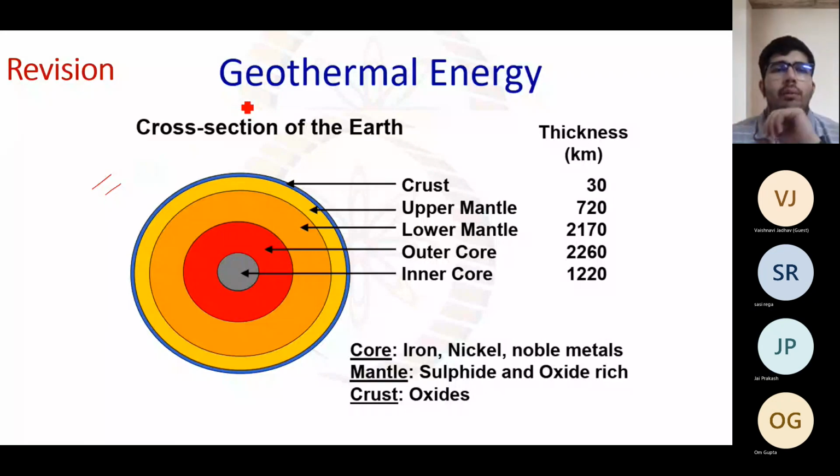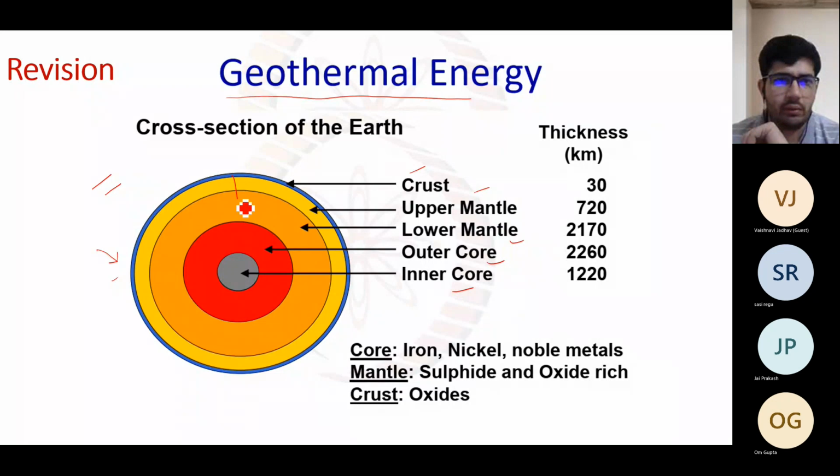Now come to geothermal energy. This diagram is showing a cross section of the earth. We have multiple layers. The first one is the crust, then the upper mantle, lower mantle, outer core, and the inner core.